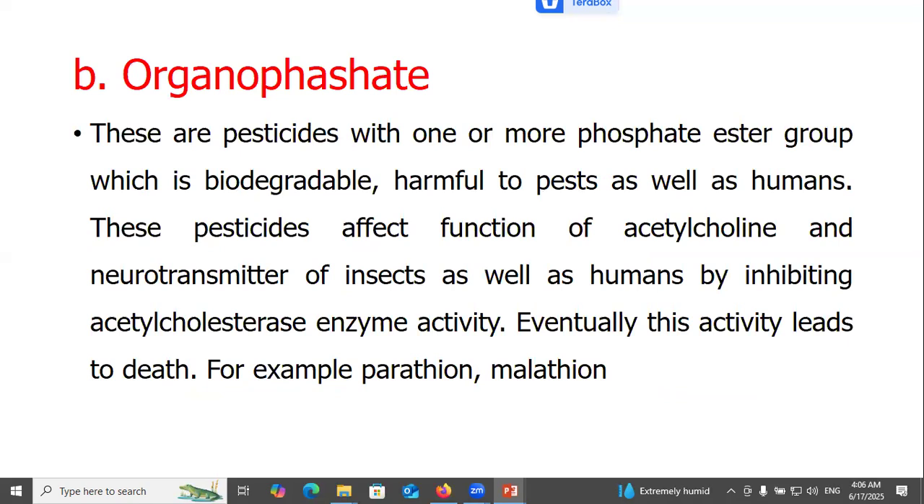Organophosphates. These are pesticides with one or more phosphate ester groups, which are biodegradable and harmful to pests as well as humans. The pesticides affect the functions of acetylcholine, a neurotransmitter of insects as well as humans, by inhibiting acetylcholinesterase enzyme activity. Eventually, this leads to death. For example, parathion, malathion.